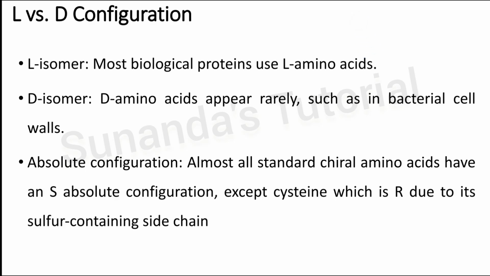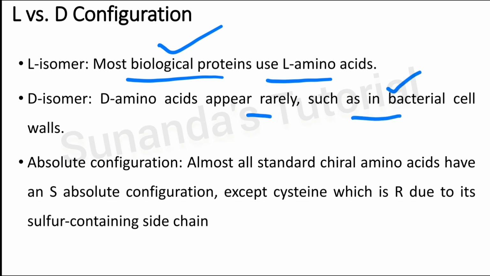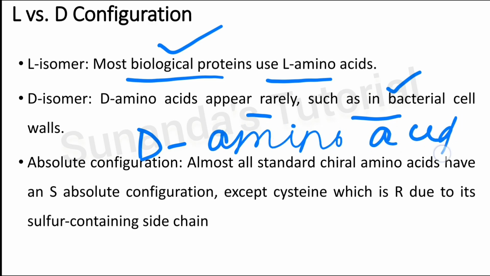Next, D and L configuration. Most biological proteins use L form amino acids, and D amino acids appear rarely, such as in the bacterial cell wall. So what are L and D amino acids? These are about chirality. Except glycine, the central alpha carbon binds to 4 different groups. This creates non-superimposable mirror images.